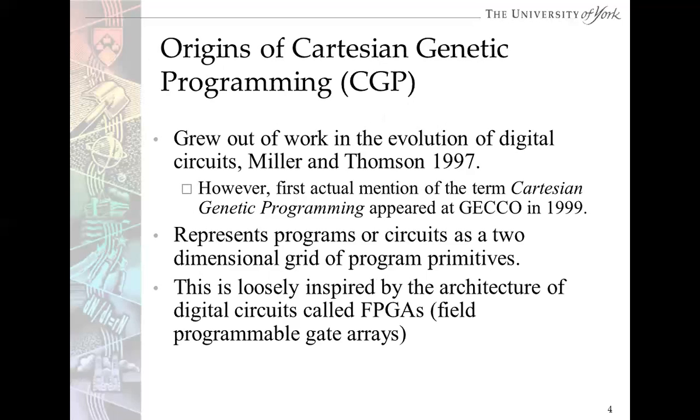Although CGP grew from the work on evolving digital circuits in 1997, the term Cartesian GP first appeared at the GECCO conference in 1999. The term Cartesian arose because CGP was first applied and conceived for evolving circuits on field programmable gate arrays, which use a Cartesian grid of programmable logic blocks.